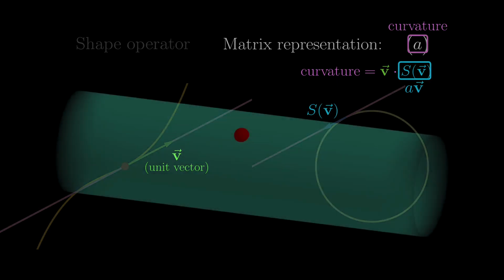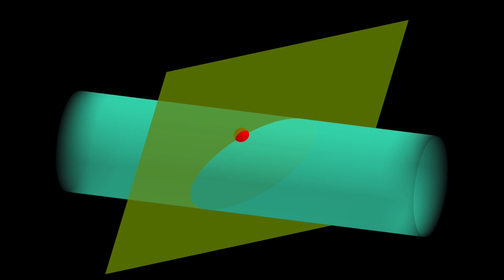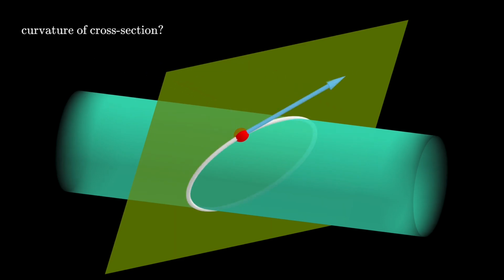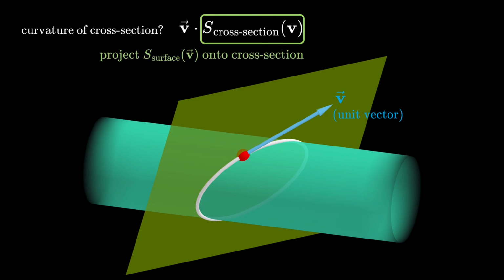Now go back to the case of a surface and consider a cross-section. This cross-section is vertical in the sense that the normal vector lies on this plane. How do we determine the curvature of this cross-section at this red point? Well, from our previous discussion on the plane, it should be v dot S of v, but the S is the shape operator on the cross-section. Can we relate it back to the shape operator on the surface? Well, this should be just projecting the shape operator on the surface back onto this cross-section.